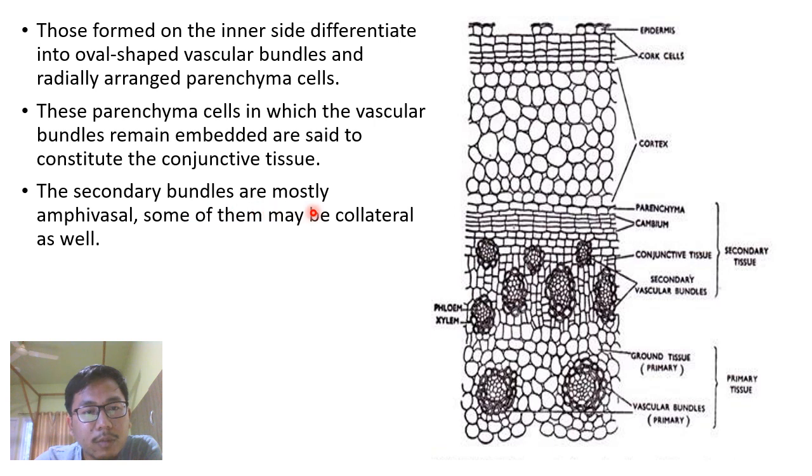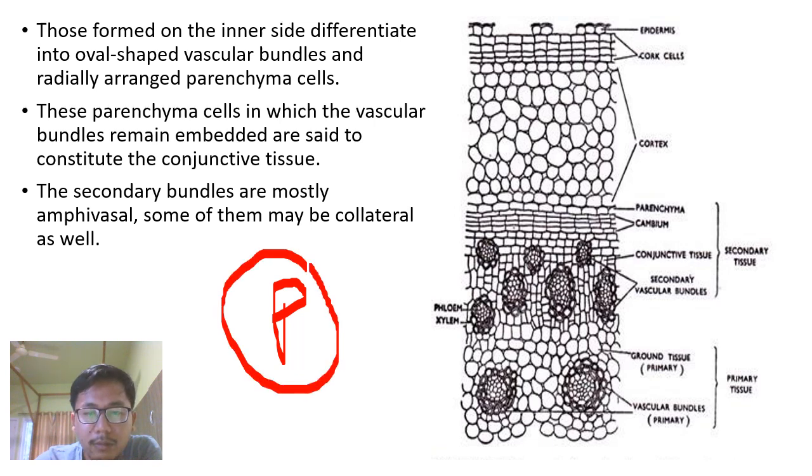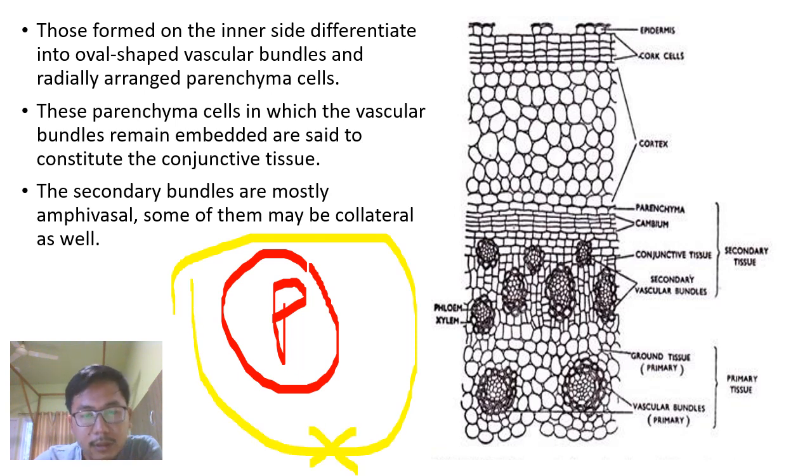The secondary bundles are mostly amphivasal. That means xylem will be surrounding phloem. So here we have the phloem bundle, and on the outer side it will be xylem. That means xylem will be surrounding the phloem bundles. So here also, let's imagine the upper side, outside, is xylem, and the inner side will be phloem. That type of vascular bundle is called amphivasal arrangement, and some of them may be collateral as well.